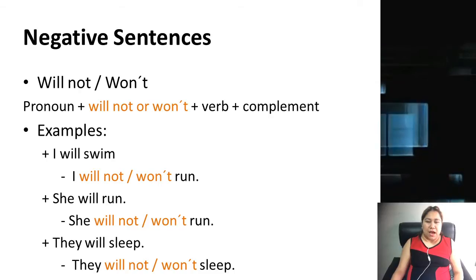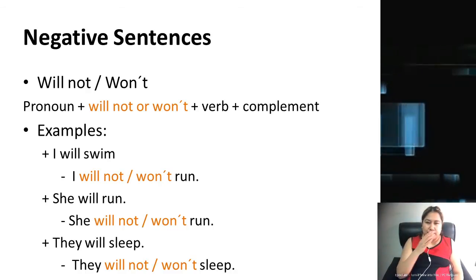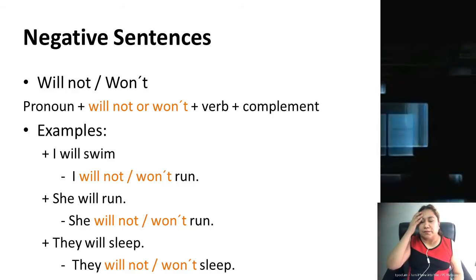Remember, both are correct. Number 2, remember the sentence: she will run. So, what if I want to change it to a negative form? We have to put first of all the pronoun she, the auxiliary, and the verb. In this case, the verb that I'm going to use is run. She will not run, or she won't run.